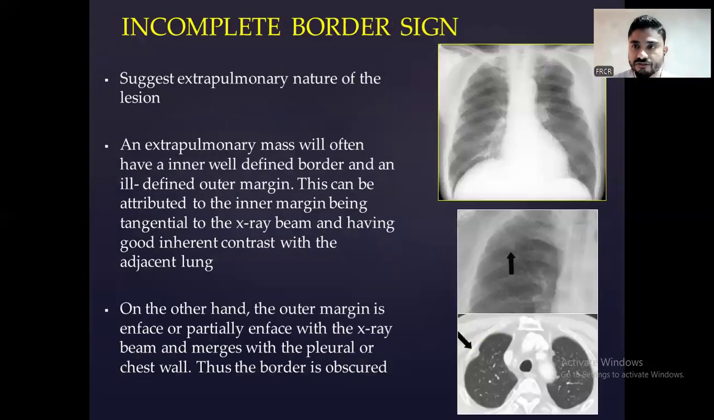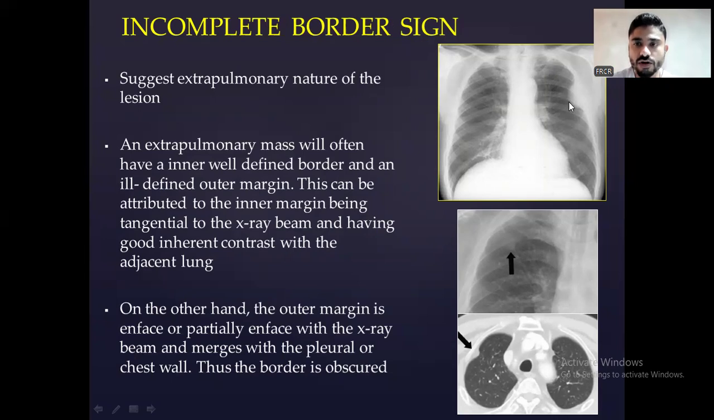This is the last sign we are going to discuss. This is the incomplete border sign. The incomplete border sign suggests that the mass is of extrapulmonary nature. So what is the incomplete border sign? The incomplete border sign tells you that there are two borders.